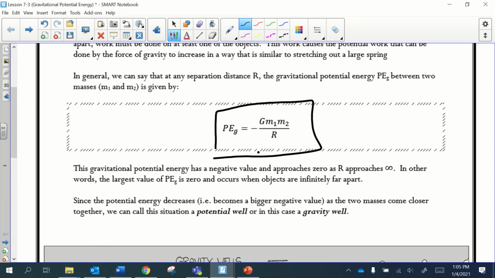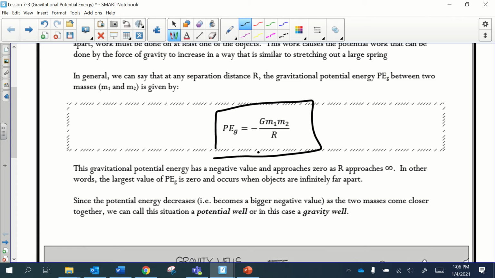This gravitational potential energy has a negative value and approaches zero as r approaches infinity, right? What that's saying is if you have two items that are infinitely apart, like they are nowhere near each other, the amount of potential that these have is zero. In other words, the largest value of the gravitational potential is actually zero, because it's negative, right? How can zero be the largest? Because if they are not infinitely apart, if they're closer together, it's going to have a negative potential that's going to be getting deeper and deeper into the negatives.